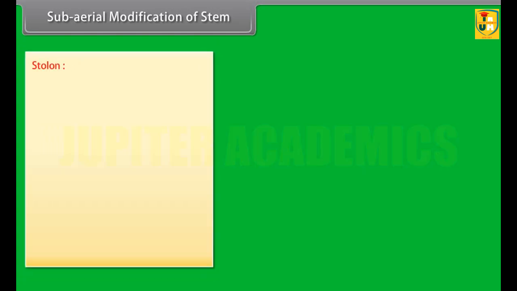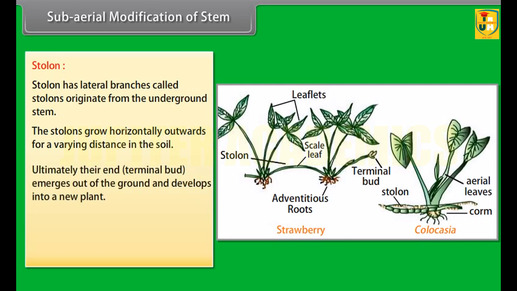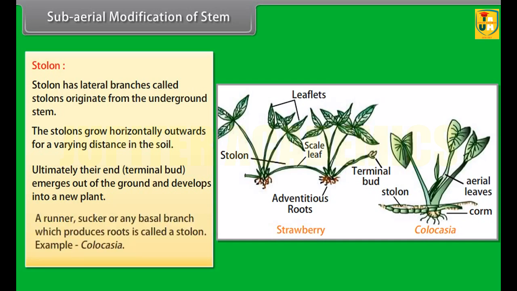Stolon. The stolon has lateral branches called stolons that originate from the underground stem. The stolons grow horizontally outwards for a varying distance in the soil. Ultimately, their end terminal bud emerges out of the ground and develops into a new plant. A runner, sucker, or any basal branch which produces roots is called a stolon. Example: colocasia.